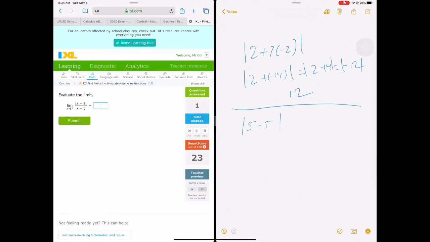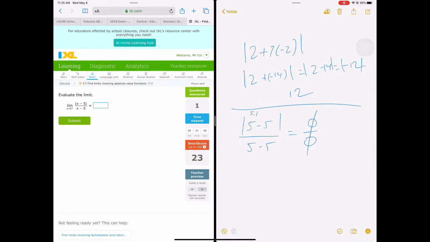So x is 5 now, 5 minus 5 and 5 minus 5. On top, we see 5 minus 5 is 0. On the bottom, we're going to end up with 0. 0 over 0, and we know that's called an indeterminate. So from here, we know, okay, it's not going to work. We've got to try something different. And our goal now is to remove the absolute value.